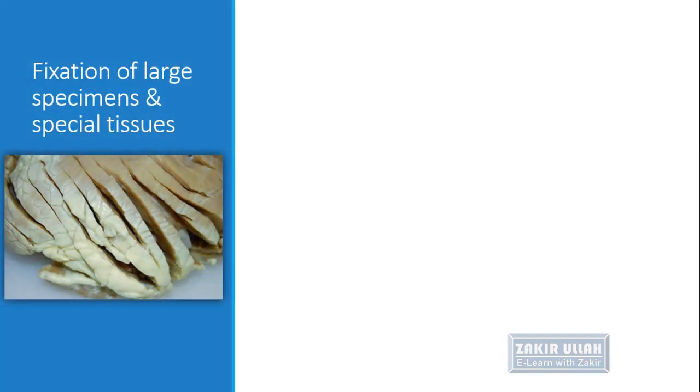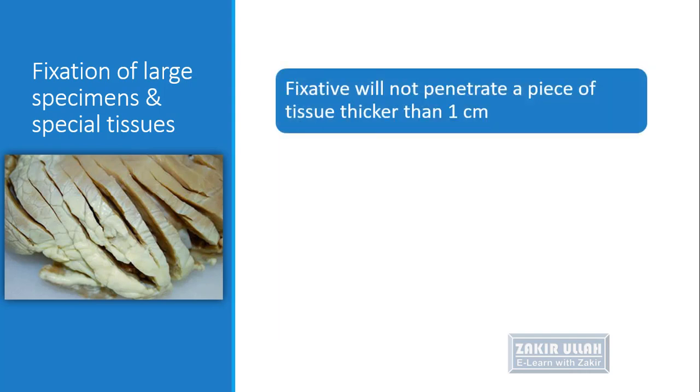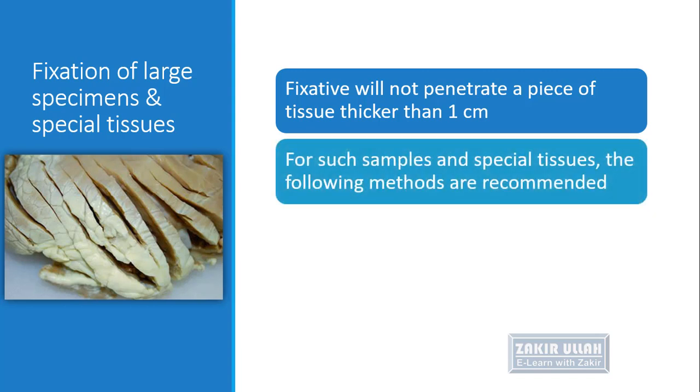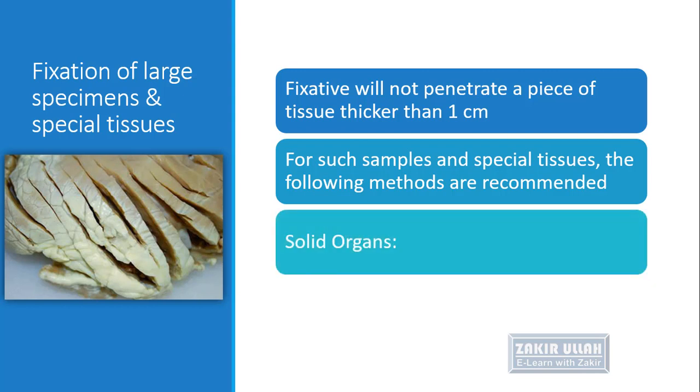Now, how do we fix a large specimen or any special kind of tissue? It should be noted that almost all fixatives do not penetrate a piece of tissue which is thicker than 1 centimeter. So we should make slices of the tissue for fixation that are less than 1 centimeter. For such samples and specimens, the following methods are recommended. For example, in the case of solid organs, the slices should be made not thicker than 5 millimeters. As we can see in the picture, a tissue is sliced into roughly 5 millimeters, so that the fixative penetrates the tissue and every cell is very well fixed, and we will have a good staining and a good result of such tissue.